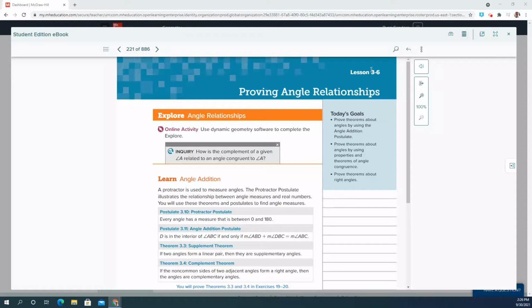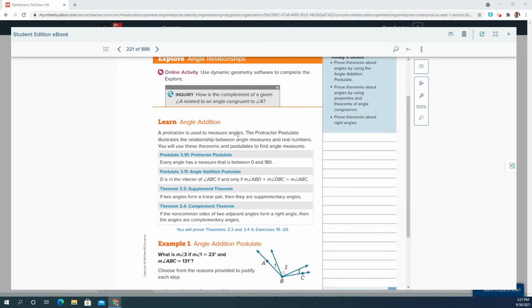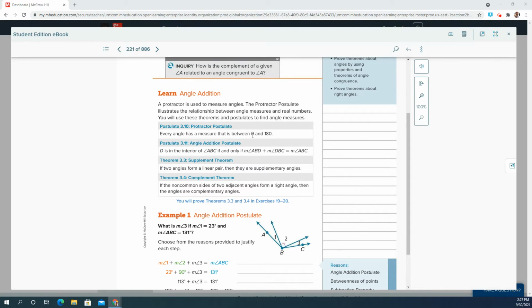We are looking over lesson 3.6 to make sure we can pull out the major details that you'll be held accountable for. We're proving angle relationships here. With our angle relationships, these are very similar to the segment relationships that we've seen already. We have the protractor postulate, which is like the ruler postulate, in that you can measure anything. And mainly we're looking at angles between 0 and 180 degrees.